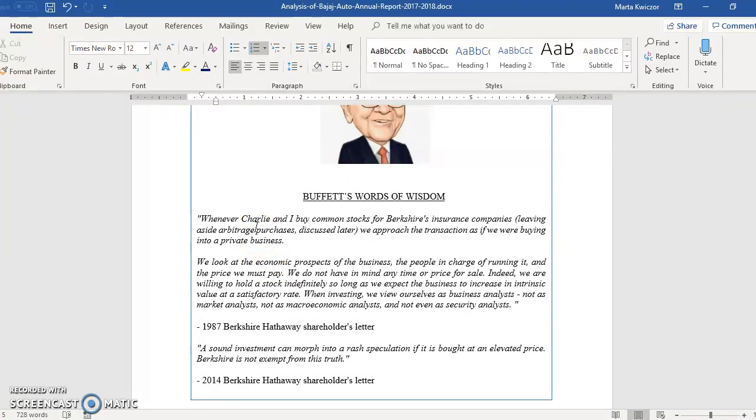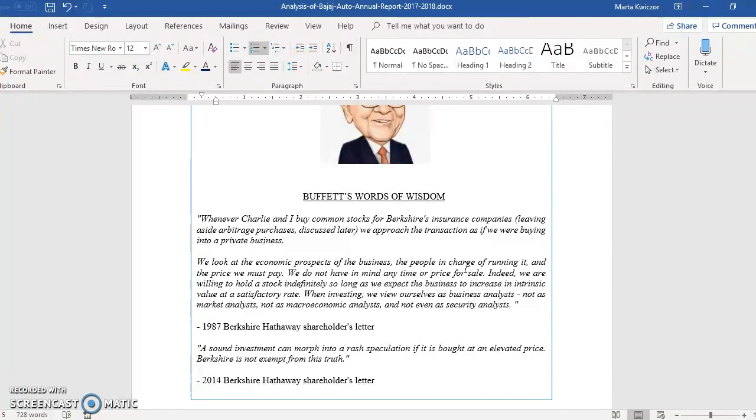Whenever Charlie and I buy common stocks for Berkshire's insurance companies, leaving aside arbitrage purchases discussed later, we approach the transaction as if we are buying into a private business. We look into the economic prospects of the business, the people in charge of running it, and the price we must pay. We do not have in mind any time or price for sale. Indeed, we are willing to hold a stock indefinitely so long as we expect the business to increase in intrinsic value at a satisfactory rate.